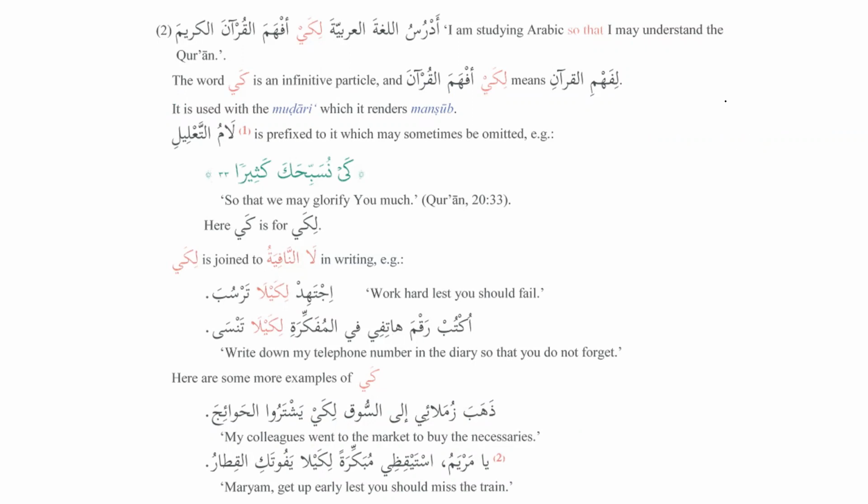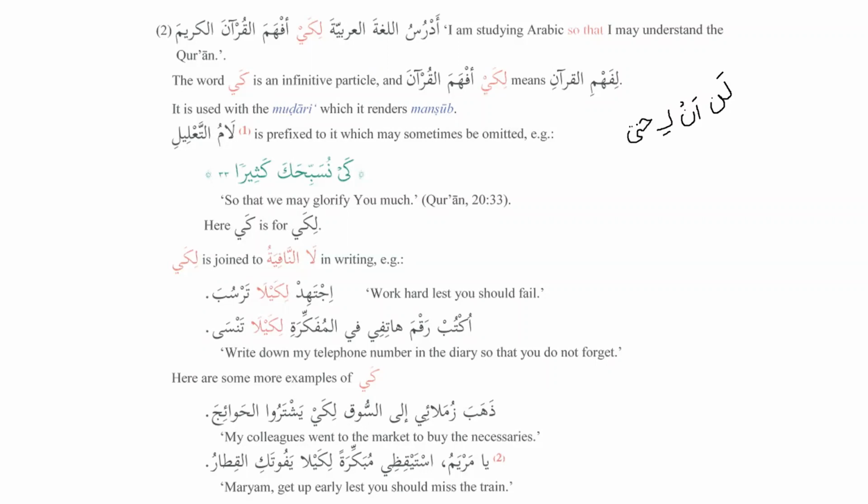Yes, do you remember? We have learned lan, harfi lan. Okay, excellent. Kay, li, Kai. Lam, and lam mutalil, excellent. So now we have learned hatta also. Hatta, mashallah. Okay, we have learned hatta as well.